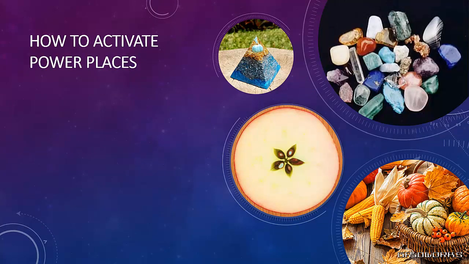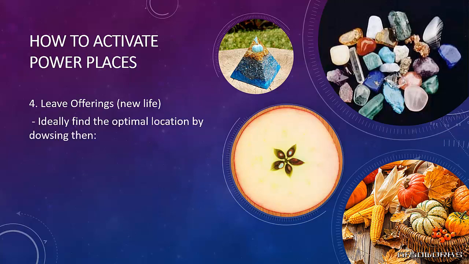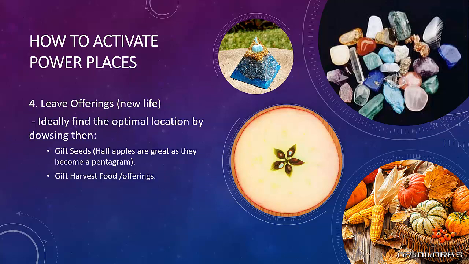So what else can you do when you're at the power place to activate it? Well, you can leave offerings, which are a new form of life. It breathes life into the site. You would usually find the location to place things by dowsing, so you can give seeds, for example. Half apples are great because they look like pentagrams. Obviously you can give all types of food as an offering. Orgonite's an excellent choice, as well as crystals, rocks and flowers and that kind of thing also.